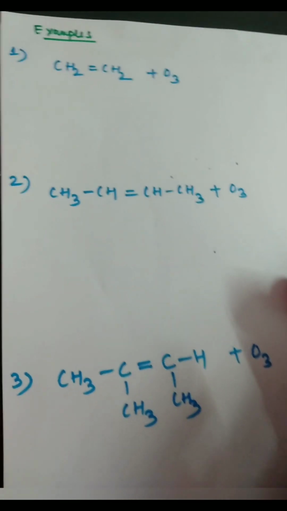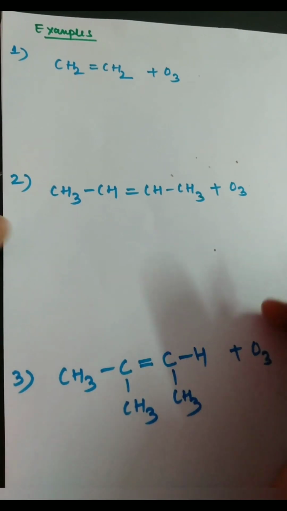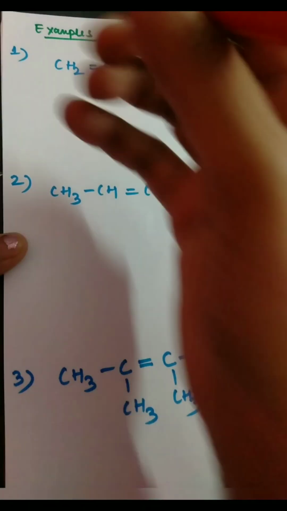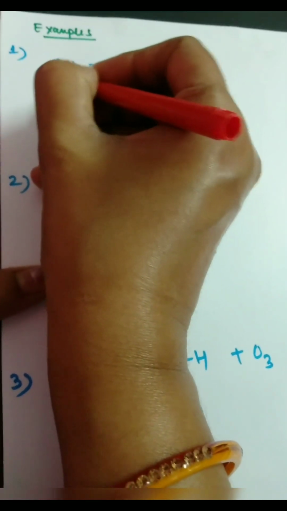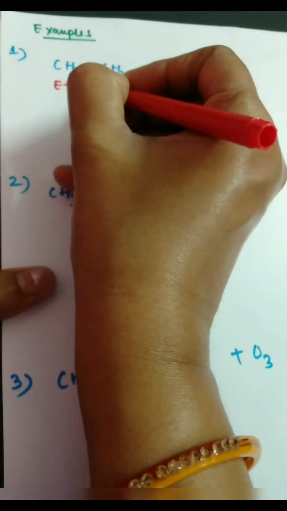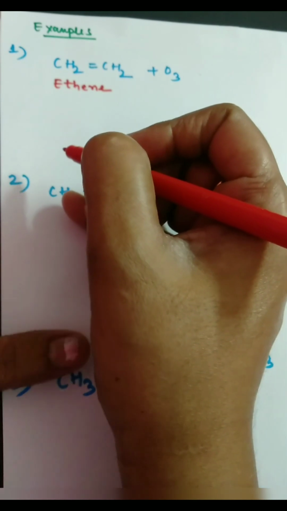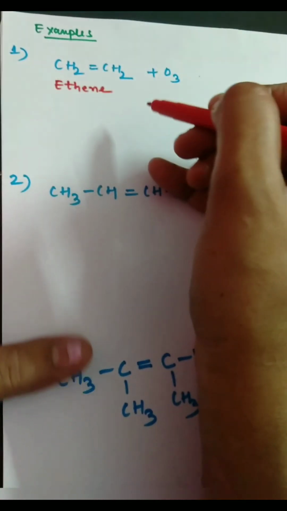So now we will discuss some examples related to ozonolysis. See here, suppose this is, what is the name of this molecule? This is your ethene or ethylene. Ethene, the IUPAC name is ethene. What happens when ethene undergoes ozonolysis?